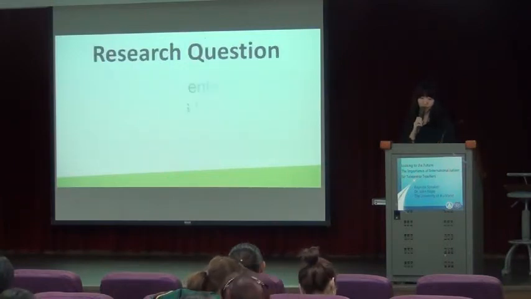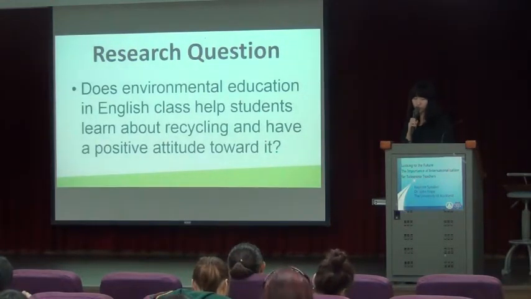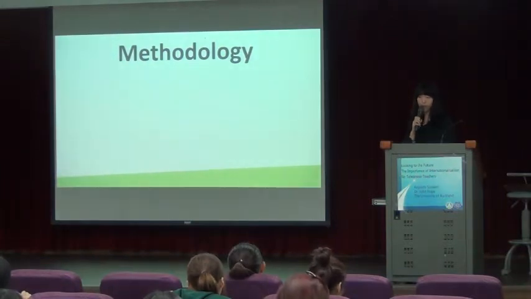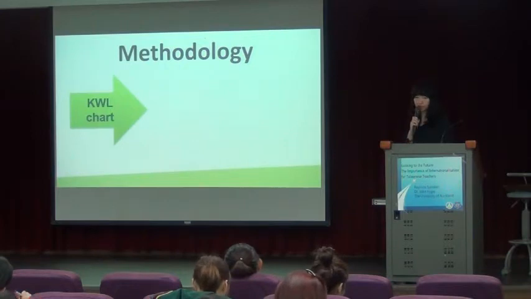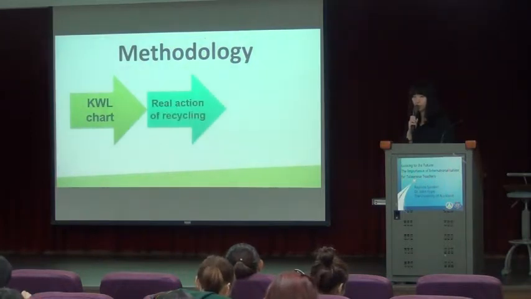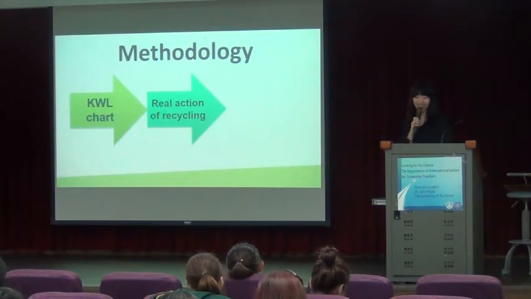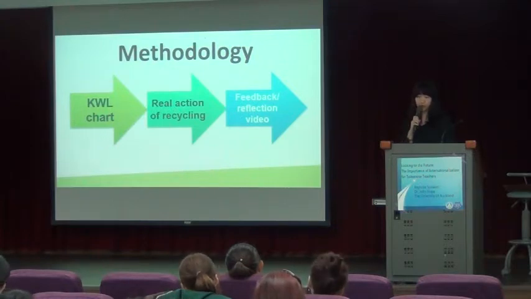For the research question, I had one: does environmental education in English class help students to learn about recycling and have a positive attitude toward it? For the methods I used, first I introduced the KWL chart and asked them to finish it. And then I asked them to do a real action. They have to really sort out the garbage, even if they don't really want to do that. And the last part is the feedback time, and some students even made a reflection video about this lesson.